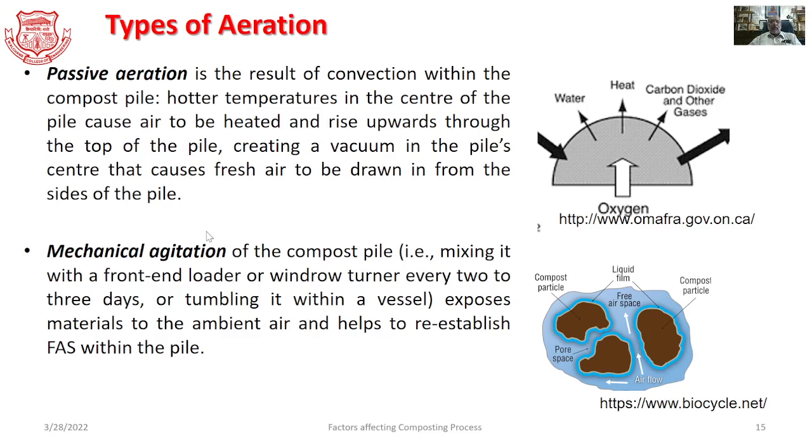In addition to that, the entire heap can be mechanically agitated. That is, it can be mixed by using either manual efforts or certain machinery such as front end loaders or a windrow turner. Every 2 to 3 days, twice a week or so, the material is exposed to the ambient air, and hence the free air space that is required among the particles to be composted can be maintained, and the aerobic environment facilitates the composting operation to the desired order.